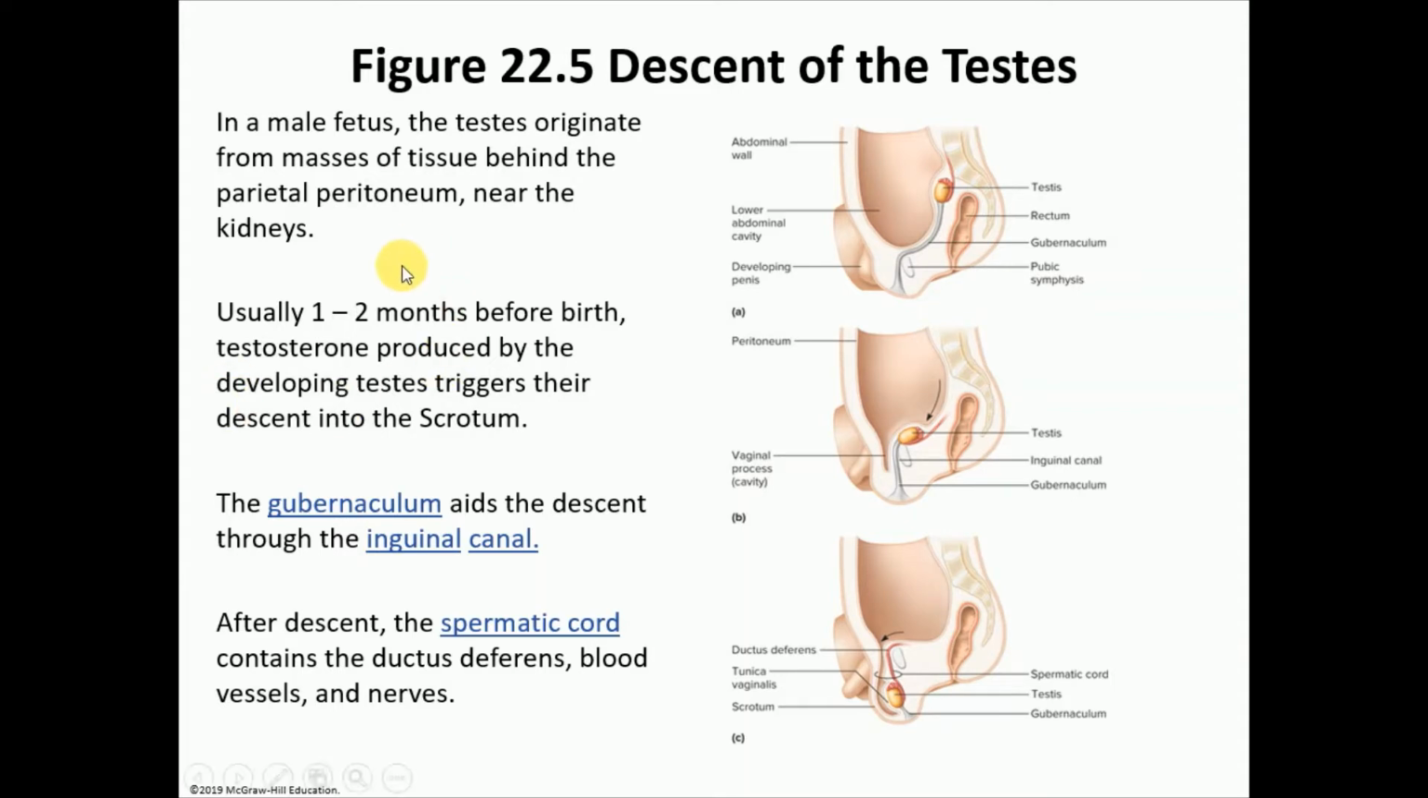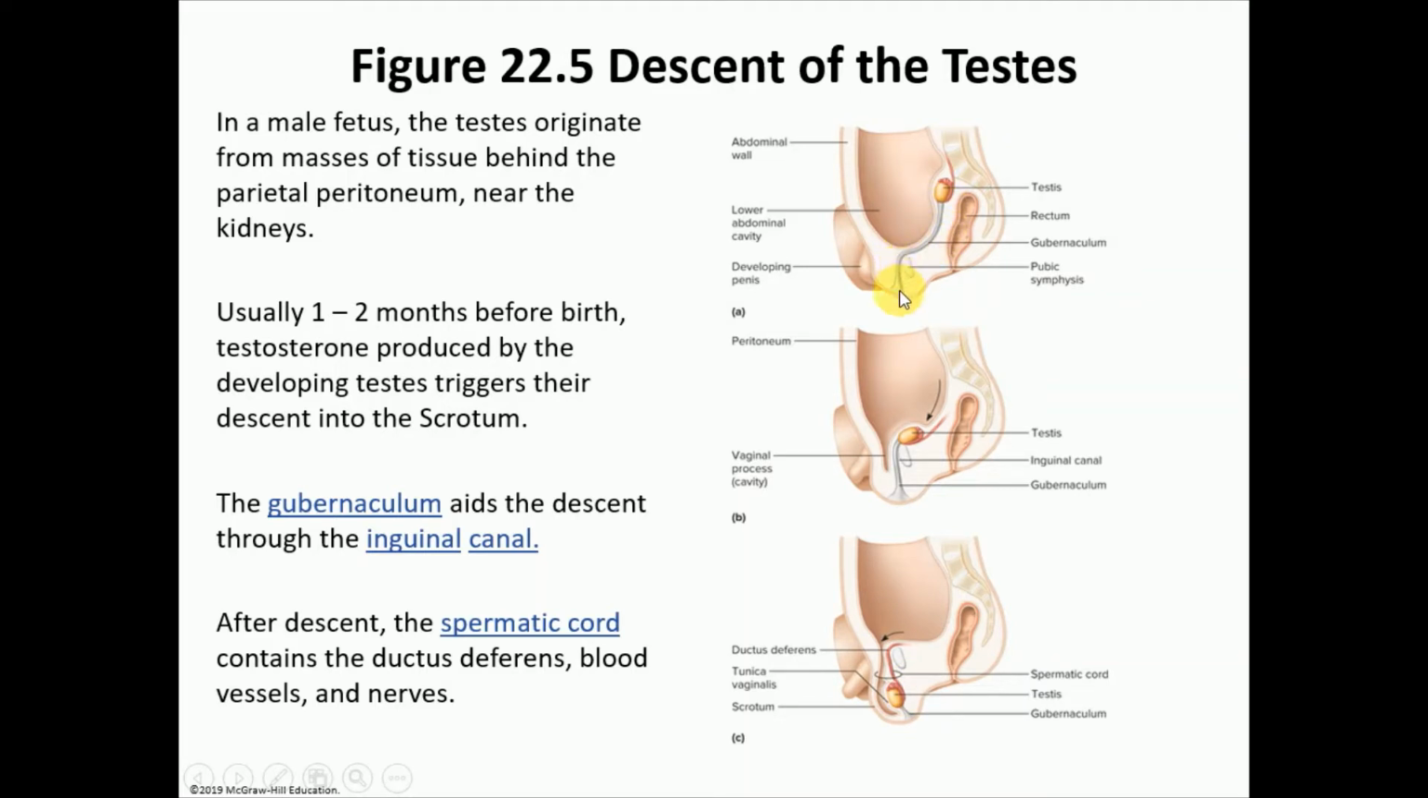And then 1 to 2 months before delivery, okay, so again, this is all happening during fetal life, testosterone is produced by the testis, and it triggers the descent of the testis into the scrotum. So you'll see here that the testis is made all the way up in the abdominal cavity, and then it has to be pulled down into the scrotum a couple of months before delivery.